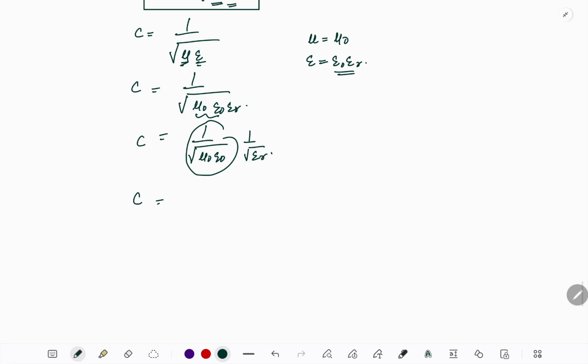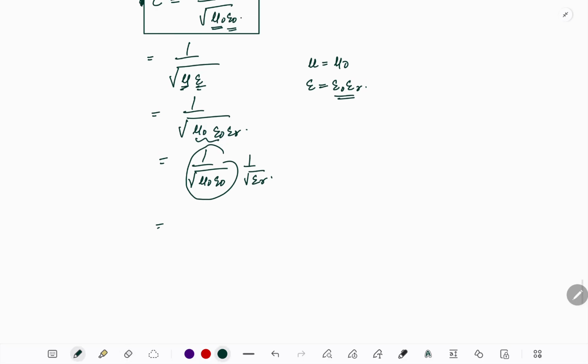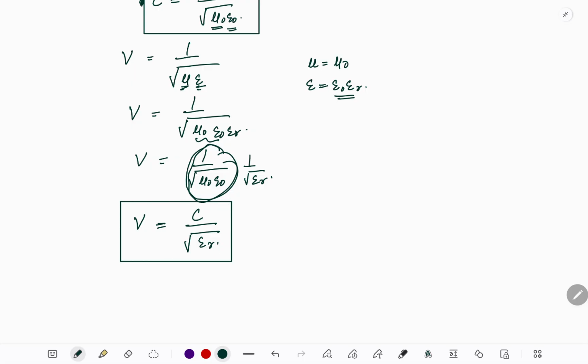Now, in case of any dielectric, when an electromagnetic wave goes through the dielectric material, c doesn't remain c, but it becomes v. So v is given by this. This part is c divided by root of epsilon r. This is very important. This equation, that is speed of light divided by root of relative permittivity of the dielectric material, we use.